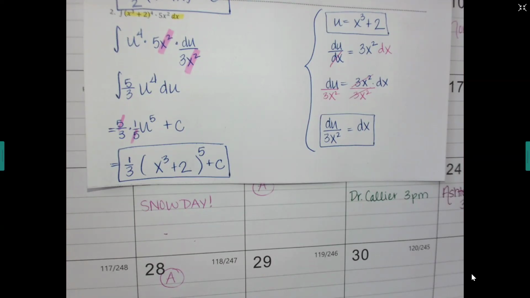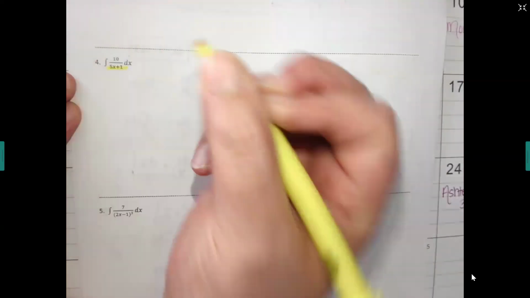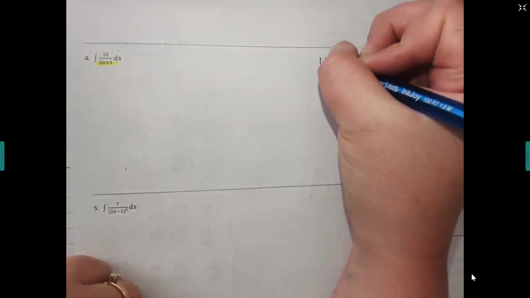So look at number 4. Take a guess. What do you think my u should probably be? It is 5x plus 1. Now, if I ask you, what is that inside? Just think it's inside the fraction. That counts as a function. It's inside the division. So write down u equals 5x plus 1. What's the next step?